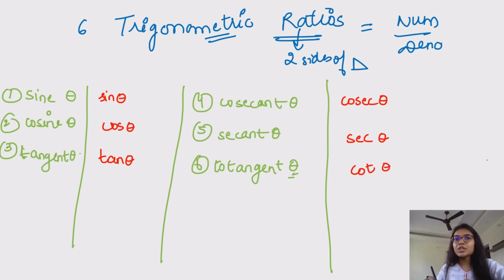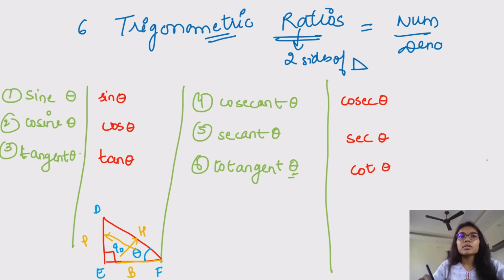Now, what are the ratio values of these? For this, let us consider a triangle. This is your right angle triangle, and I will name this triangle as DEF. Let us consider this angle as theta. This is your 90-degree angle. We know that the side opposite to 90 degrees is your hypotenuse. The side opposite to theta will become your perpendicular, and the side adjacent to theta will be your base.